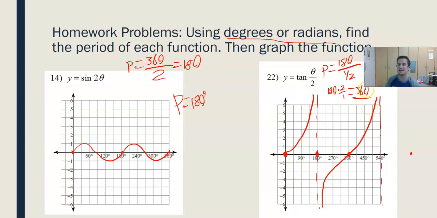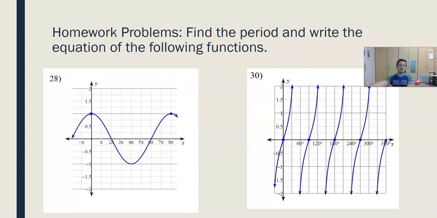Because the period is 360 degrees, I cross the x-axis at 0, and then again at 360 degrees, with the asymptotes being halfway in between. So here at 180 degrees, and then at 540 degrees, etc. So that's how I graphed that tangent function.